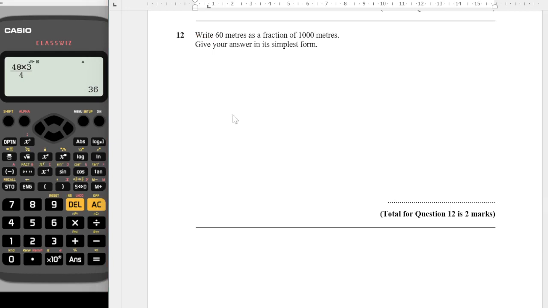Okay, question 12 then. Write 60 meters as a fraction of 1,000 meters. So that's just going to be, as a fraction, 60 over 1,000. Our calculator will cancel that down, but that's going to be 3 out of 50. And you can use your calculator for that if you need to.